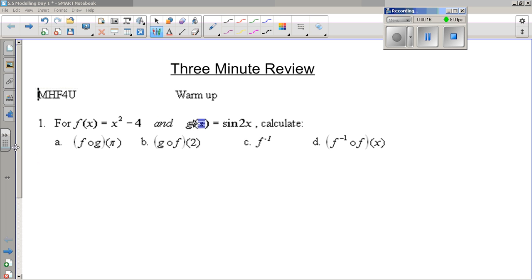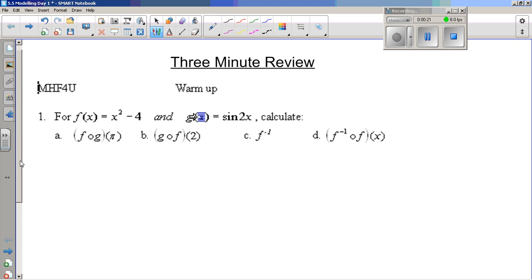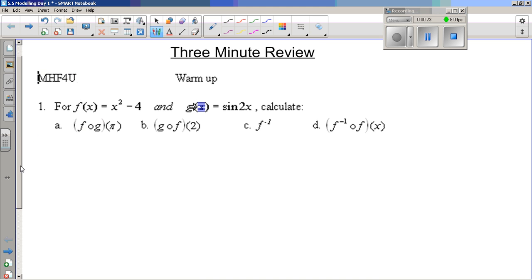Fairly big warm up. Got a couple of things that I want you to think about for the warm up, and this is the first one. This is just some practice with composition of functions. We've looked at a few times for A here. Remember, f composed with g at pi. This means for us to take g at pi and sub it into f.